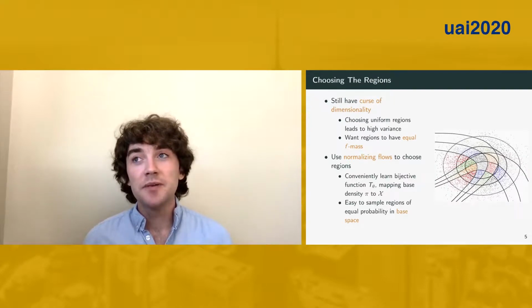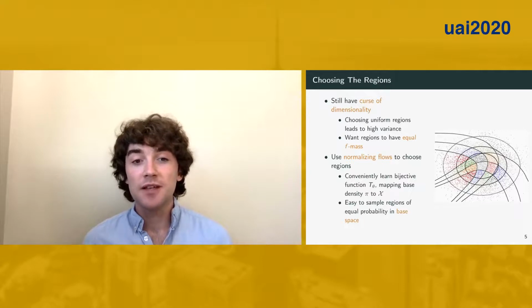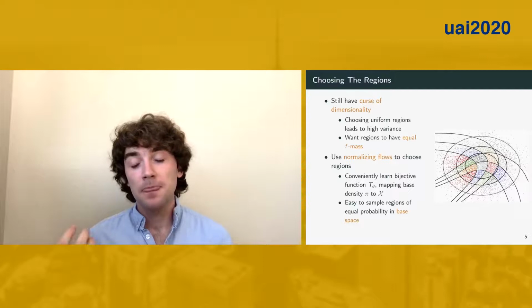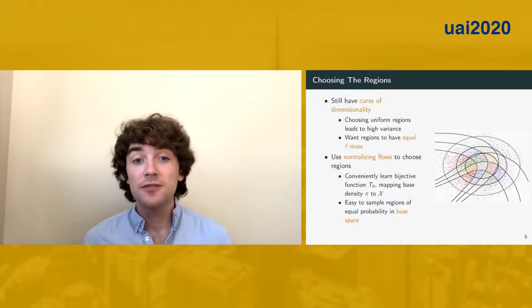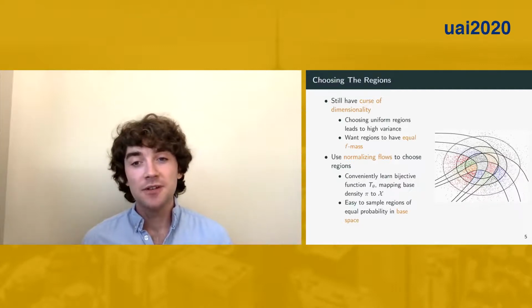Ideally, to minimize the variance, we want to have the ELBOs in each of the regions to be more or less equal. And if we fit the ELBOs well, then we get that if the actual masses of f in these subregions are equal.